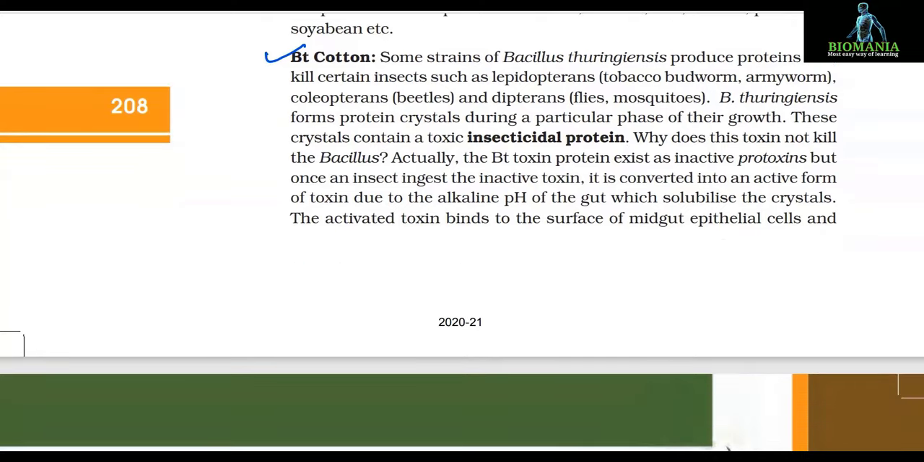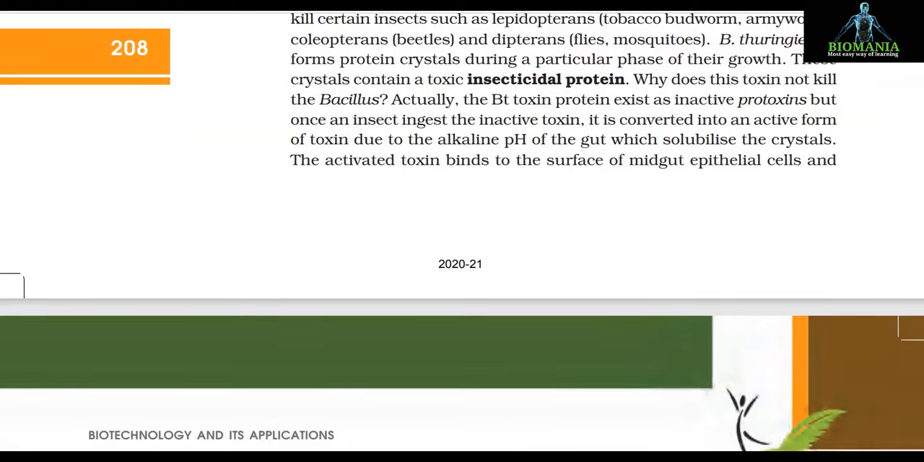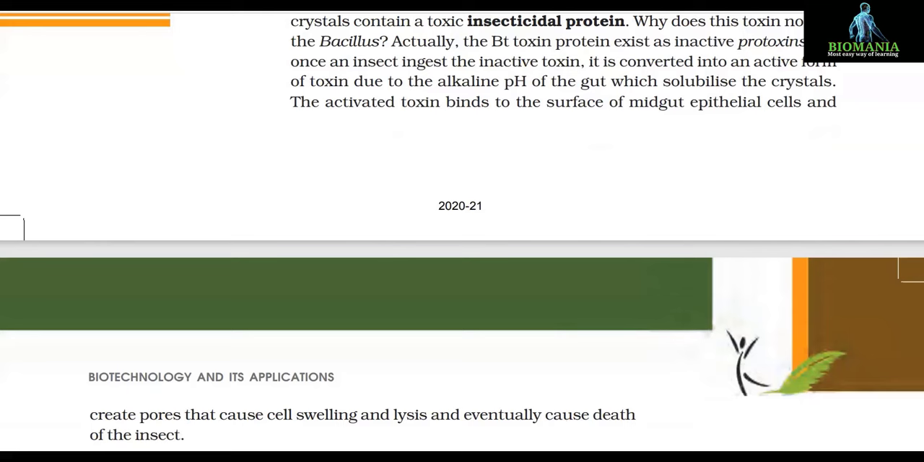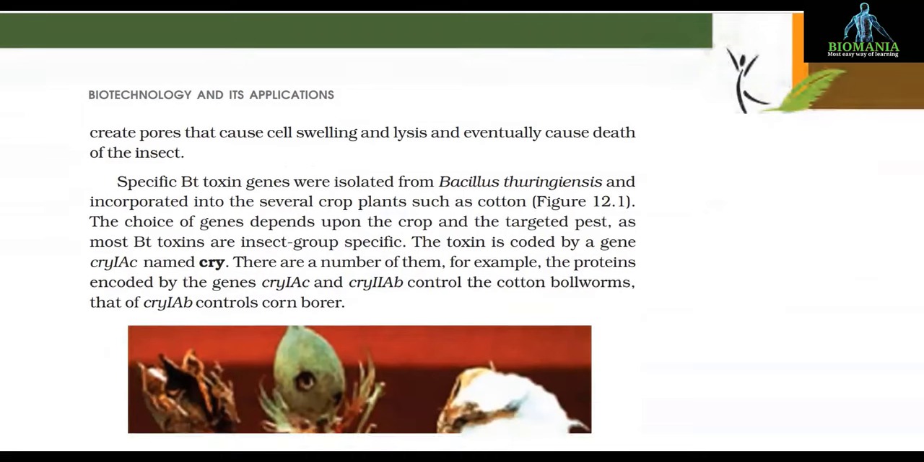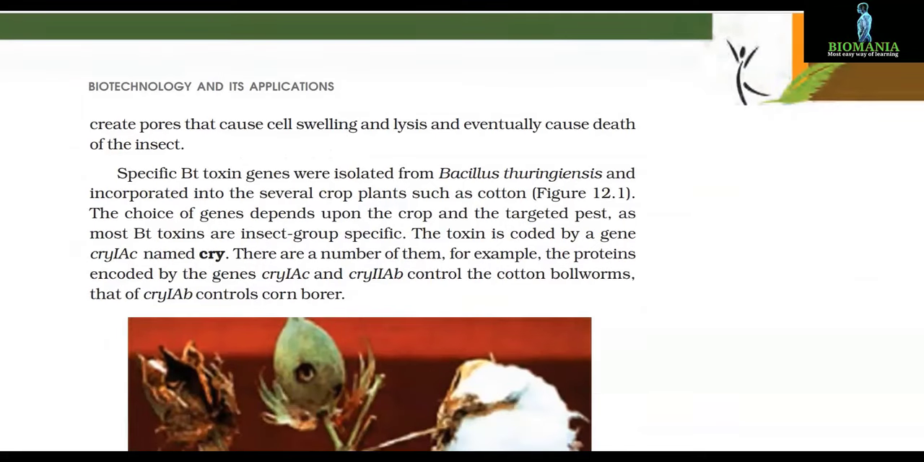Actually, the Bt toxin protein exists as an inactive protoxin, but once an insect ingests the inactive toxin, it is converted into an active form of toxin due to the alkaline pH of the gut, which solubilizes the crystals. The activated toxin binds to the surface of midgut epithelial cells and creates pores that cause cell swelling and lysis and eventually cause death of the insect.